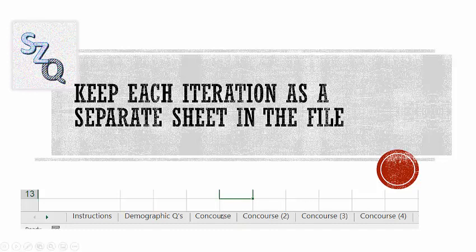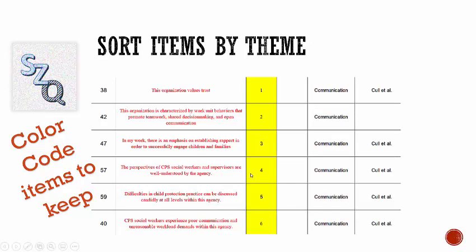I could simply take my concourse file and copy it and have it follow, right? Something very easy to do in Excel. You don't have to copy and paste. And again, this helped me keep track of the historical development of my concourse.